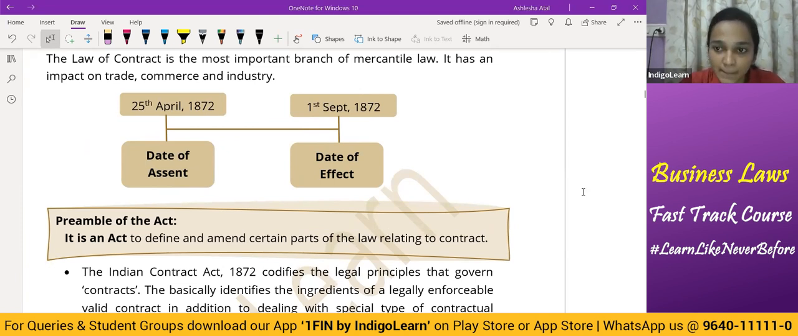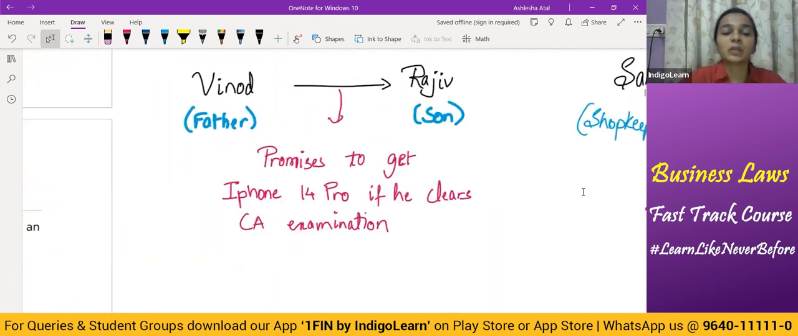So the first example is between Vinod and Rajiv. Now there's an agreement which is being made between Mr. Vinod and Rajiv. So Rajiv is Vinod's son, and Rajiv is appearing for his CA examinations. So Vinod promises to get the latest iPhone 14 Pro for Rajiv if Rajiv clears his CA examination. So now here, there's a promise which is being made by a father to his son that if his son clears the CA examination, he will get him the latest iPhone 14 Pro.